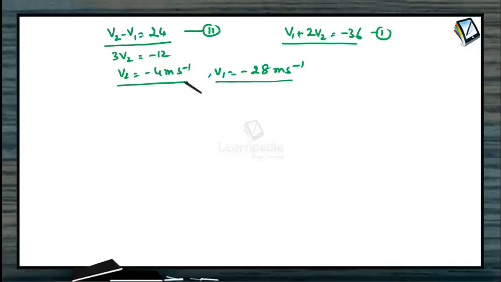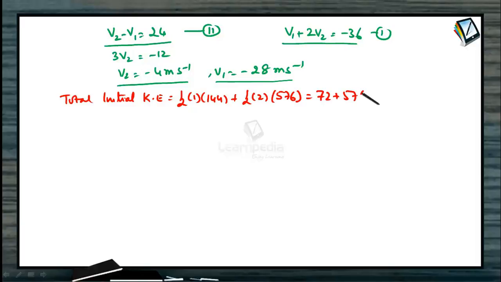Now the loss in kinetic energy will be total initial kinetic energy minus total final kinetic energy. So let us first calculate the initial kinetic energy and the final kinetic energy. Total initial kinetic energy: half of 1 into 12 squared, 144, plus half of 2 into 24 squared, 576. 72 plus 576 is equal to 648 joules. Let me call this energy E1.